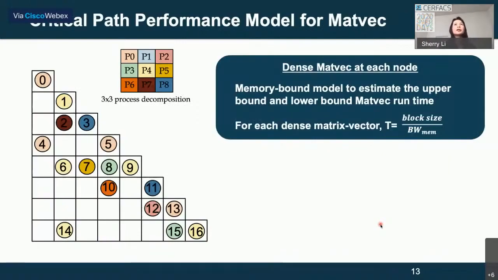So let's take a look at the local computation for the dense MATLAB operation. As I said, there's no computation. It's really just the data movement. And the movement time you can measure as the block size divided by the bandwidth of the machine.